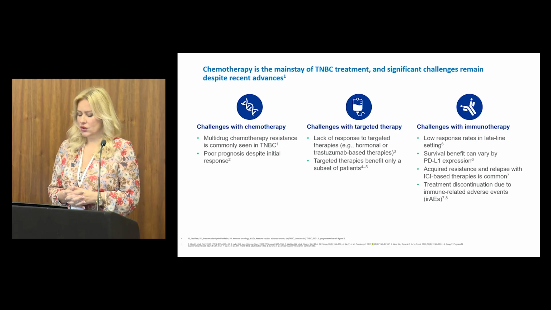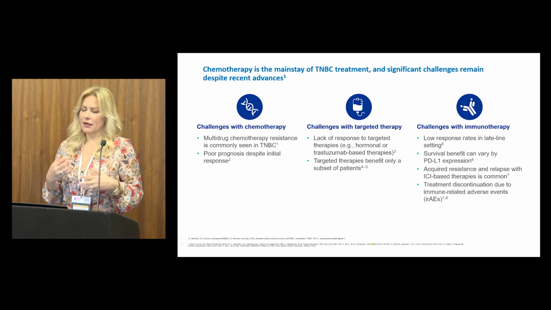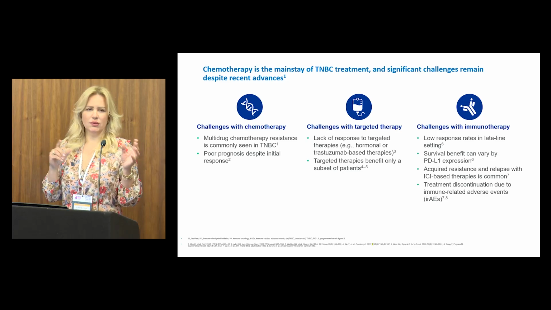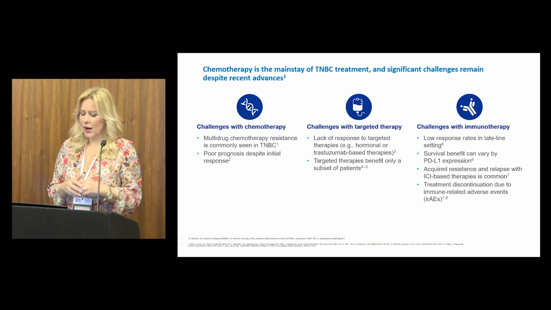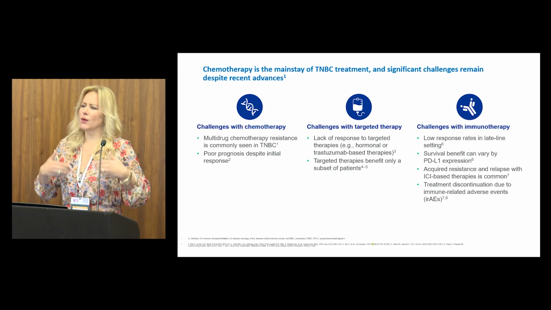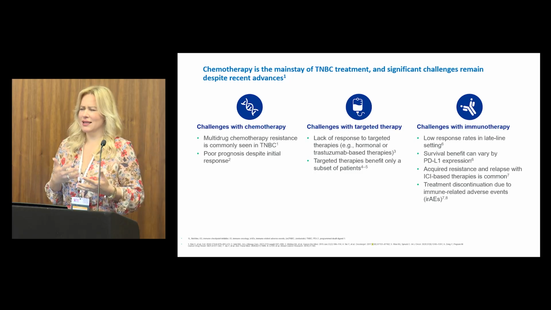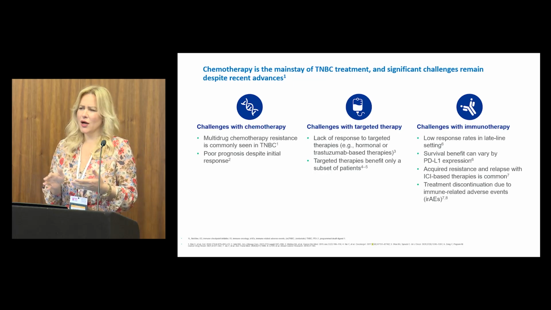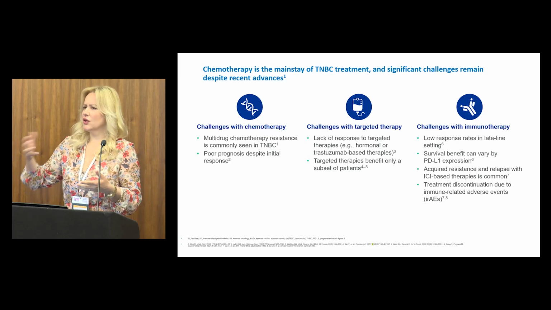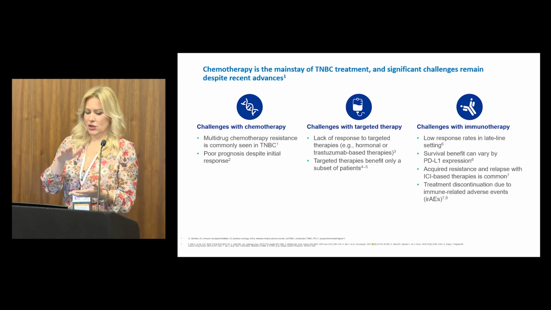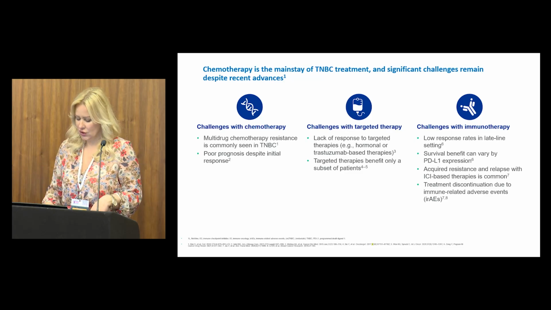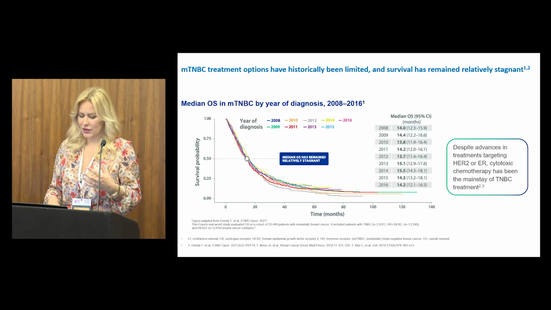So low response rates, survival benefit can be different based on the marker expression, which some of you might have heard is called PD-L1, and again, acquired resistance, which means the patients will develop the resistance. So the cancer cells are very tricky. They know how to escape and find different pathways when there is a good treatment that suppresses, so kills, these cancer cells. There might be others which are much, much cleverer and they will manage to escape, and that is the main challenge.